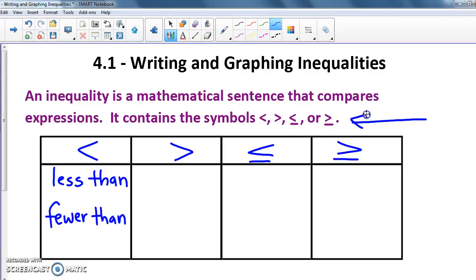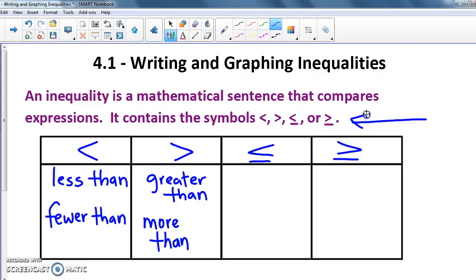All right, this one here is greater than. So if you see greater than, that goes there. And also more than would go for this symbol. Okay, so if you haven't done so already, go ahead and draw a big box like I have here, and we're going to copy down this chart right here.